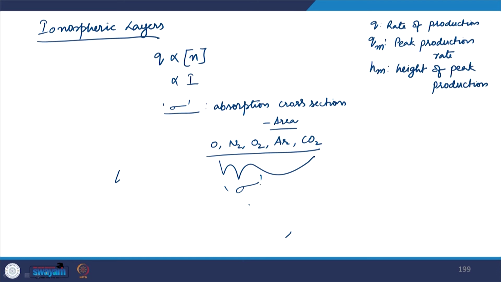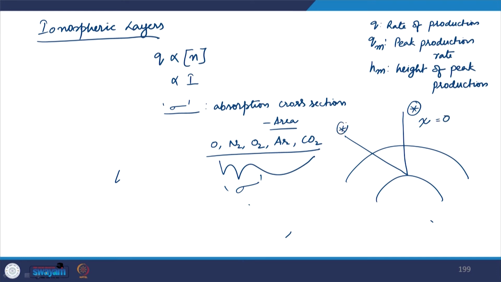And the radiation falls from the outside, possibly in an oblique direction. Now let's say we consider the earth like this and the atmosphere like this, and the radiation is falling like this. Let's say this is the sun. If the sun is in the noon position, the angle at this point, let's say we take it to be chi equal to 0. At any other position away from noon, the angle subtended by the sun is chi.